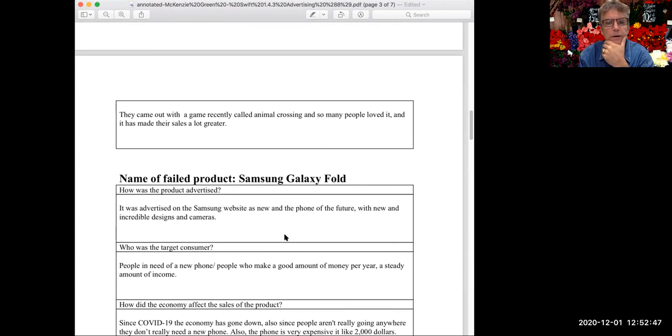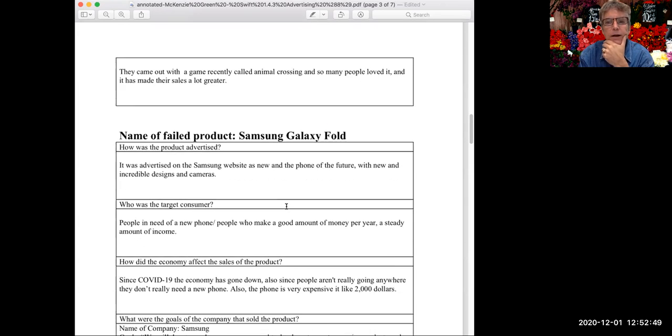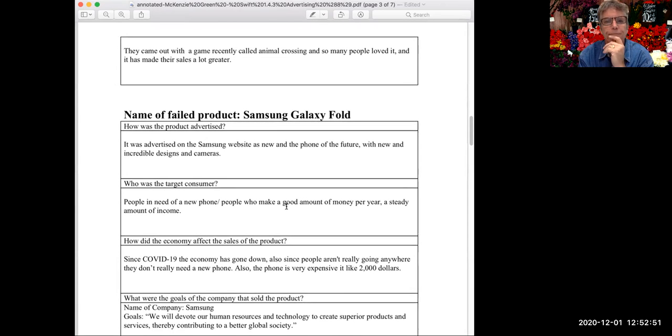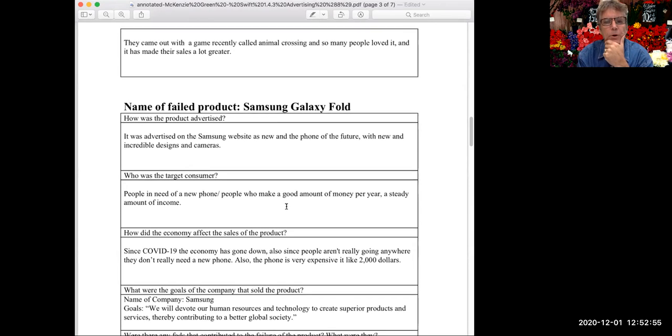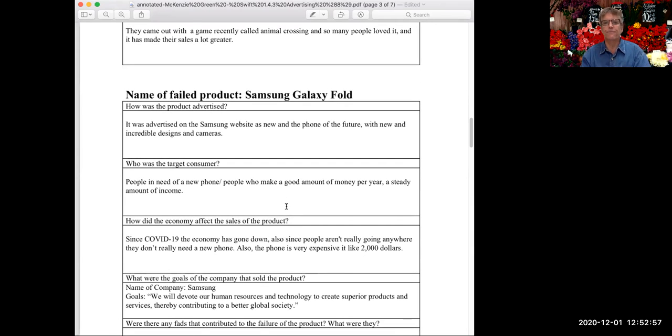All right, now our failed product is the Fold. Advertised on the Samsung website, new phone of the future, incredible design and camera. Who's the target customer? People in need of a new phone, people who make a good amount of money per year. Since COVID-19, the economy has gone down, but also since people aren't really going anywhere, they don't really need a new phone.